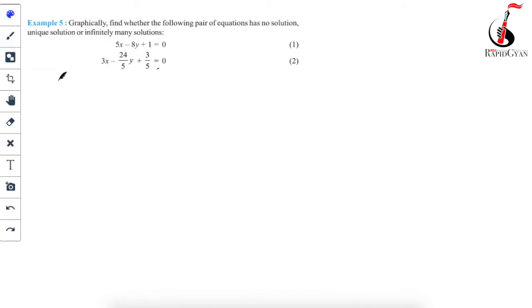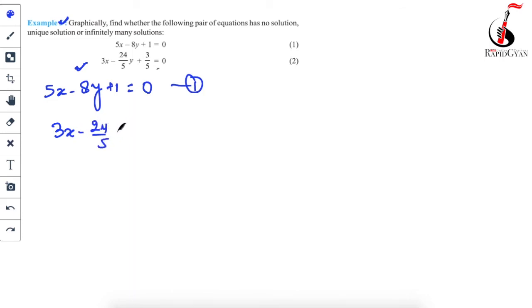The first equation is already simplified, which is 5x minus 8y plus 1 is equal to 0, and I can clearly see the value of a1 is 5, b1 is minus 8, and c1 is 1. The second one, since you will have to solve this graphically, otherwise by the a1 upon a2, b1 upon b2 concept, that's very simple actually. So see here, 3x minus 24 upon 5 y plus 3 upon 5 is equal to 0.